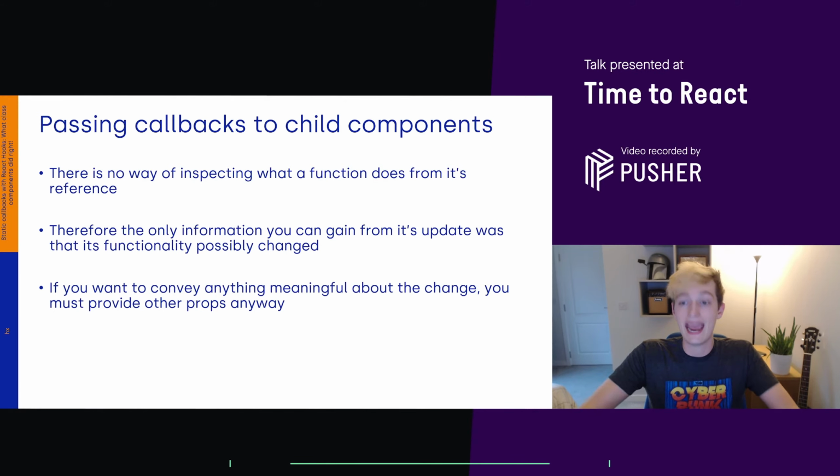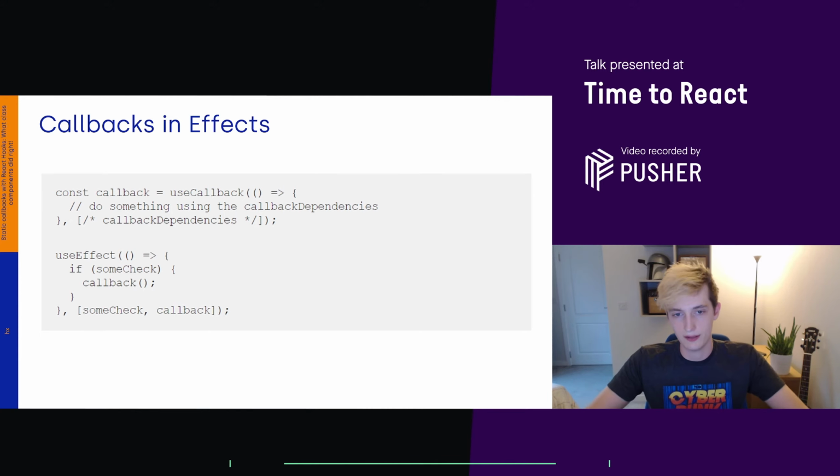So those two are really easy. Effects are slightly more difficult. Here we have some code that has a callback, so some shared functionality that we're going to use in an effect. And the callback uses some callback dependencies, which, because we're good and we obey the rules of hooks, we have put into the dependency array.